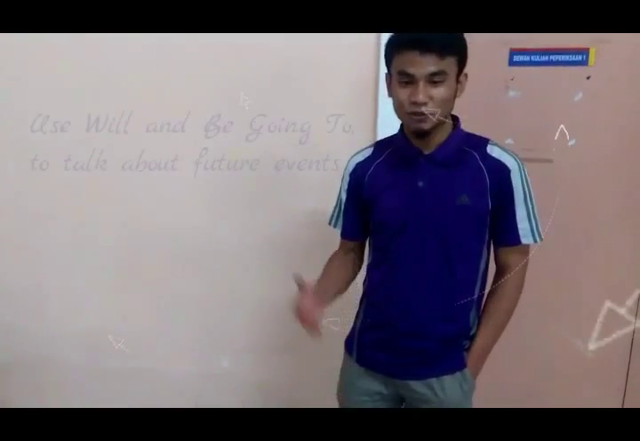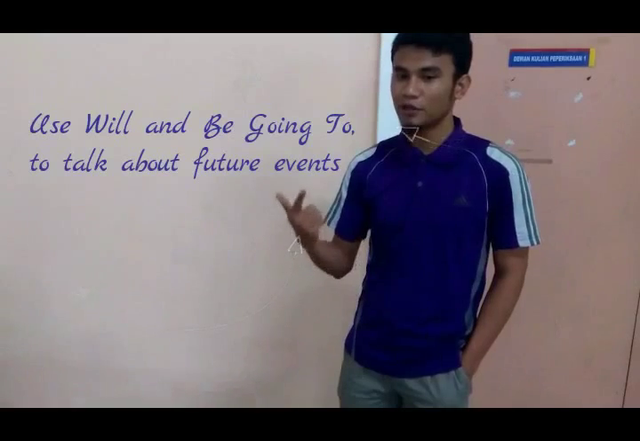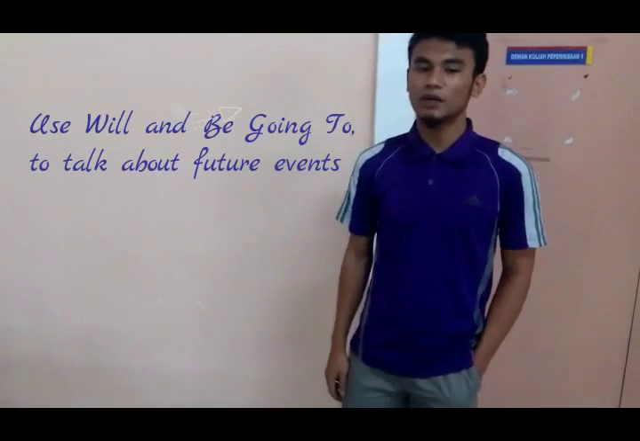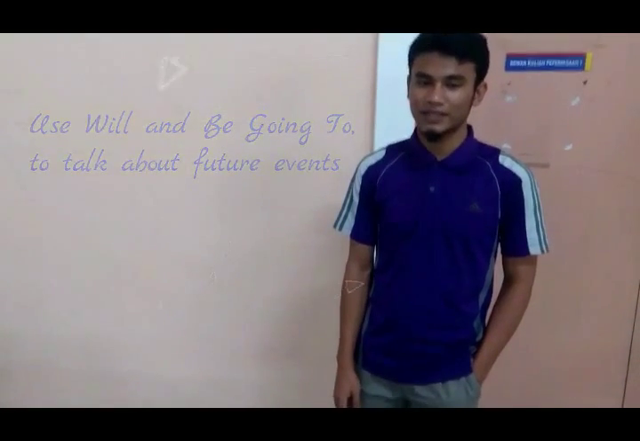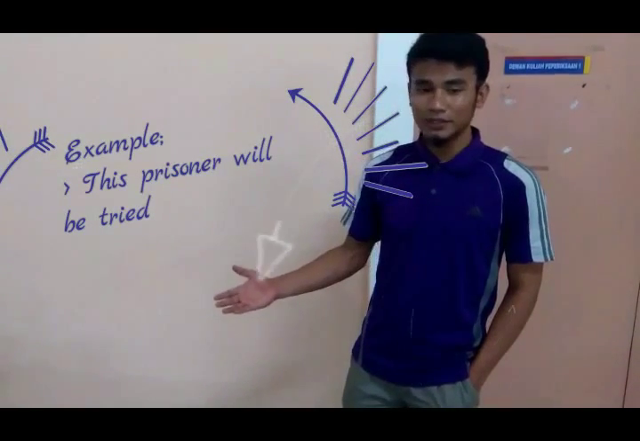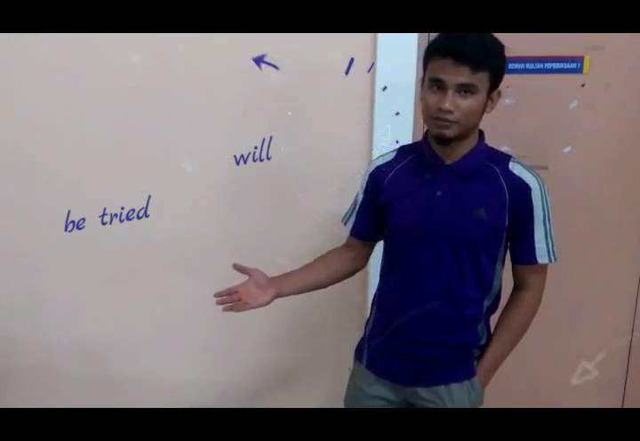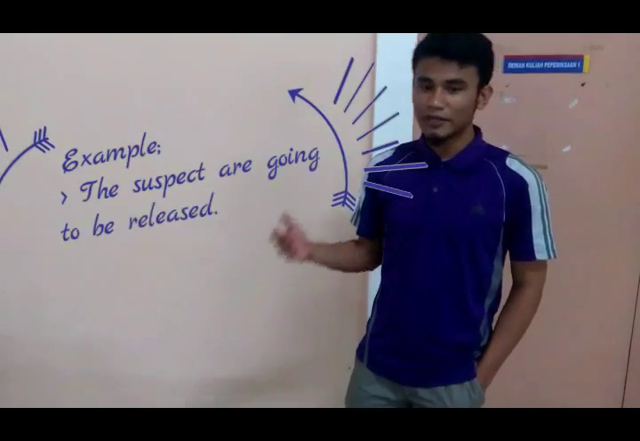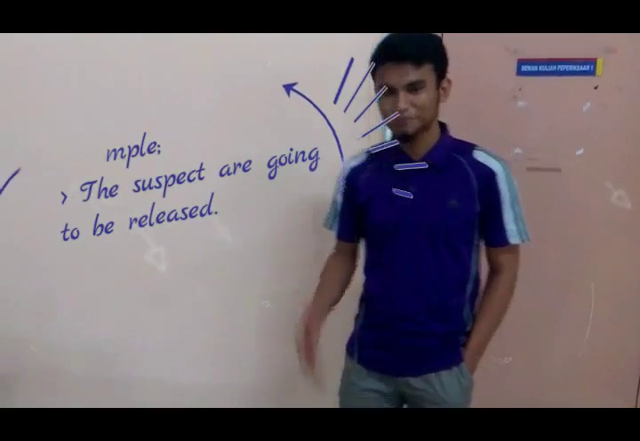Next, use will and be going to to talk about future events. For example, the sentence is: This prisoner will be tried. The suspects are going to be released.